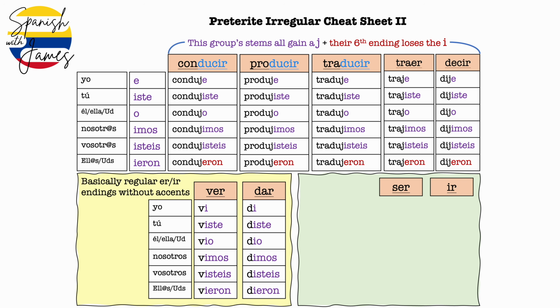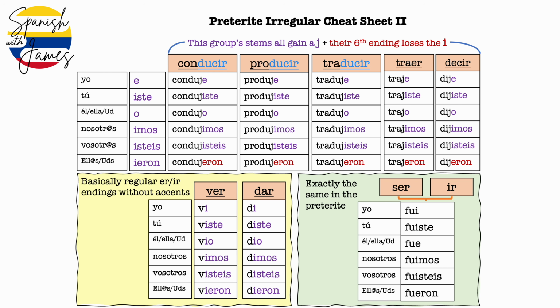And then finally, we've got these two verbs, ser, the verb to be, and ir, the verb to go. Normally these two verbs don't have anything to do with each other, the same as tener and estar. But for some reason in the preterite, they've got exactly the same conjugations. So once you learn one, you've learned both. So fui could mean I went. It could also mean I was. Fuiste could mean you went. It could also mean you were. And fue could mean he, she, it, or usted went, or it could mean it was.